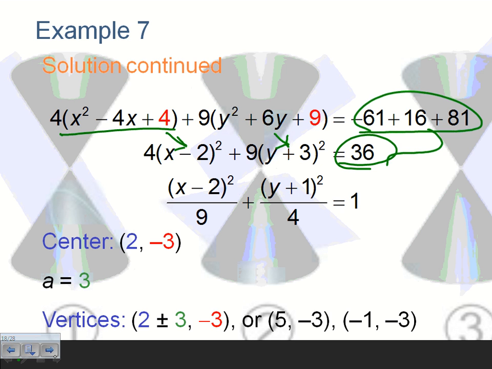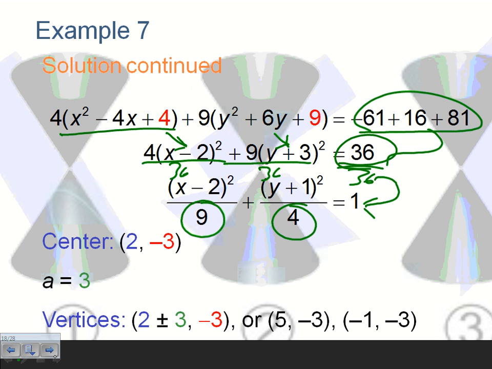Again, Fisher-Price problem. So now we have a perfect square. We take 4, we divide both sides by 36 because we know that we need to get 1. So now I have this divided by 36 and this divided by 36. I break these fractions down. I get 1/9 and 1/4. I put them down at the bottom.